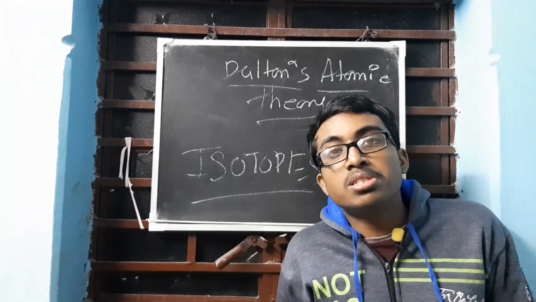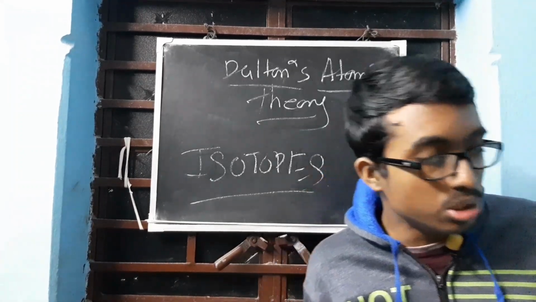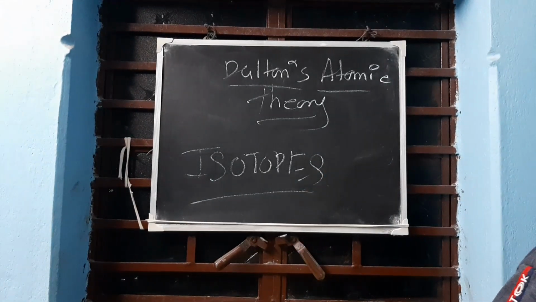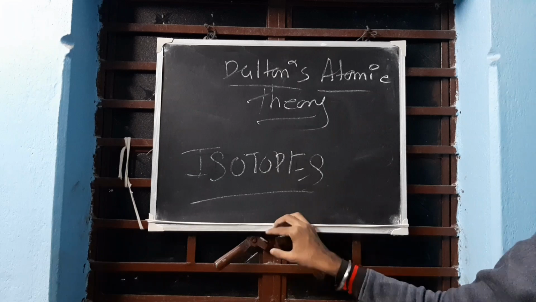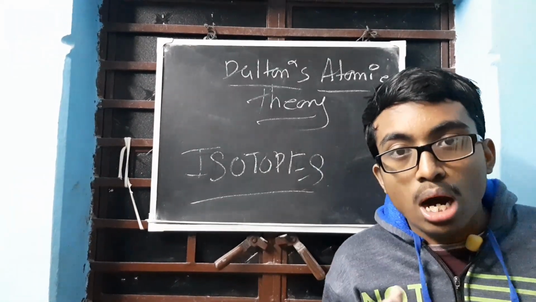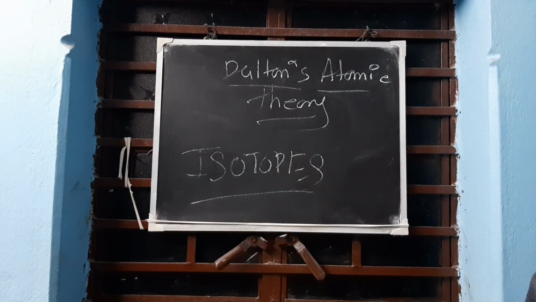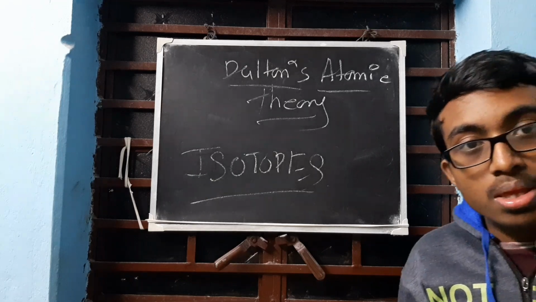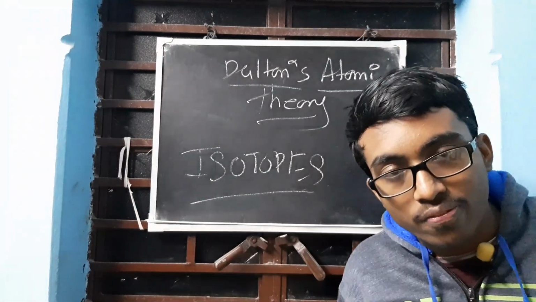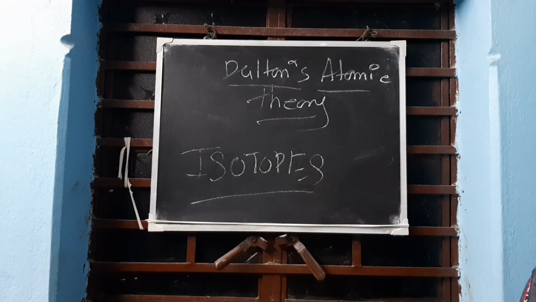What are isotopes? Atomic number remains same, mass number will change. Hydrogen: protium, deuterium, tritium, right? They all are the same element, hydrogen, but the mass numbers are different. So are their atoms same in all respects? No. The nucleons are different, so in all respects they are not the same. So this postulate breaks over here. Clear?